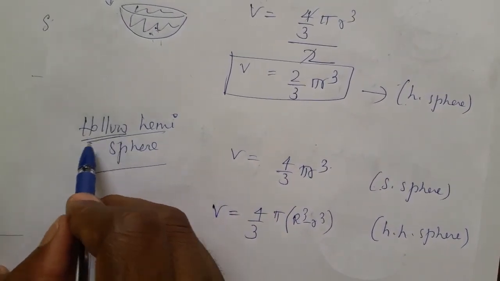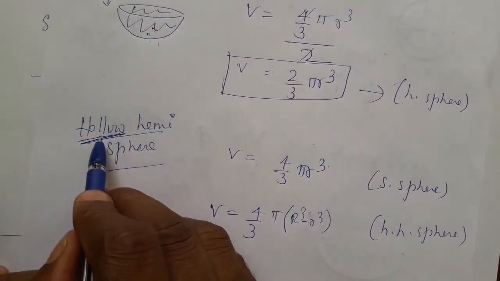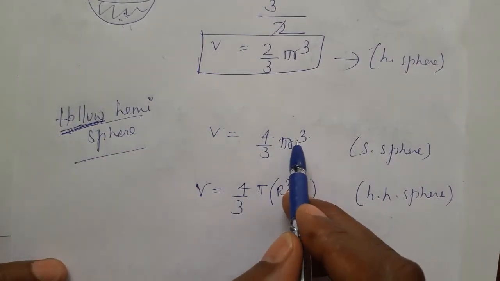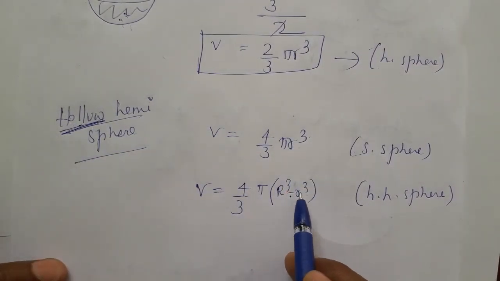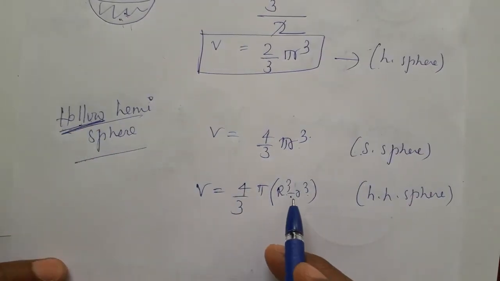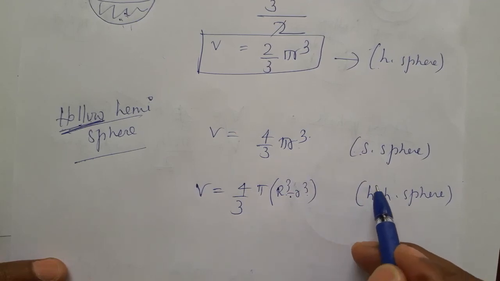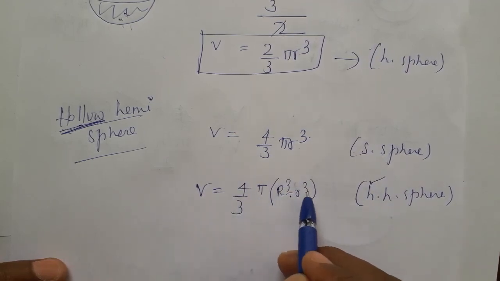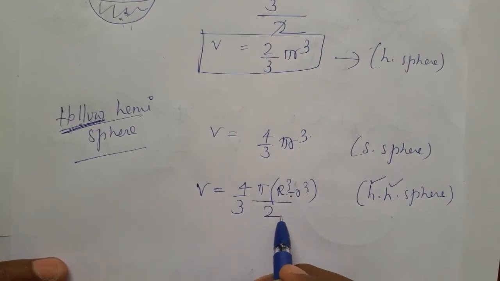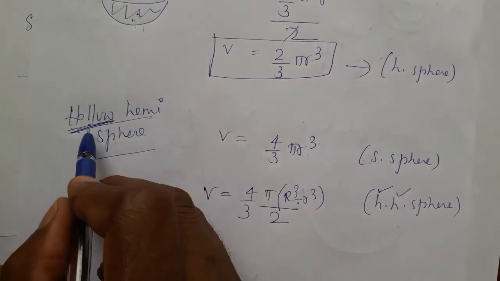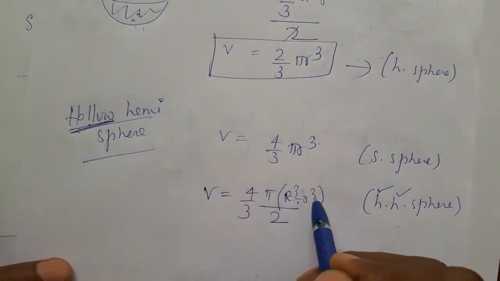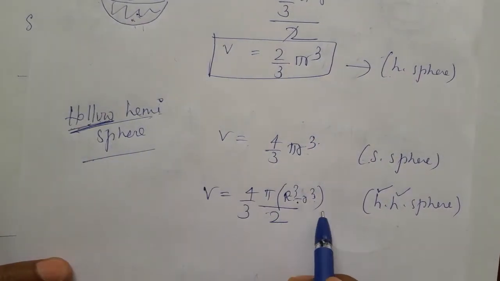Why? Because as I told you, whenever the word hollow comes, change the radius. When hollow comes, r cube is converted into big R cube minus small r cube. So whenever hollow comes, the radius is converted into big R minus small r. For hollow we did R cube minus r cube, but here the word hemi is also there. For hemi what do we have to do? Divide by 2. So I tell you again: hollow means change the radius. Hemi means divided by 2.